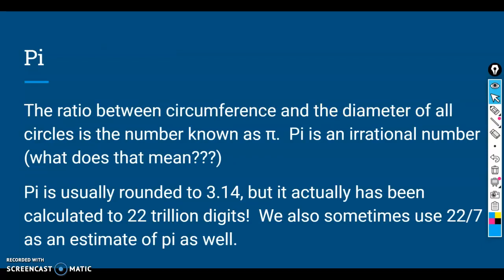Let's talk about pi. The ratio between circumference and the diameter of all circles is the number known as pi. Pi is an irrational number. Now think about what that means. If you recall, we learned earlier this year that an irrational number is a number that cannot be written as a decimal. Pi is usually rounded to 3.14, but it actually has been calculated to 22 trillion digits. We also sometimes use 22/7 as an estimate of pi as well.